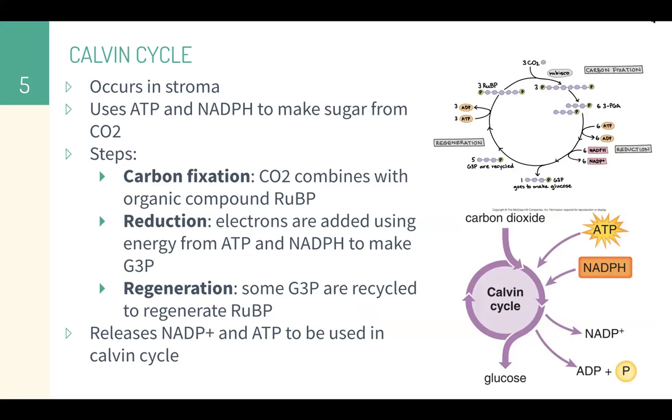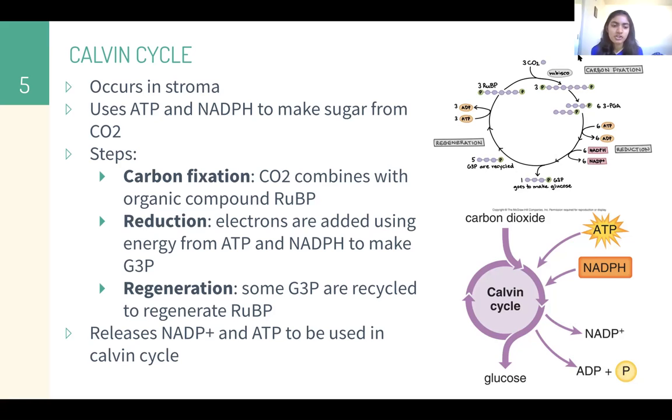Okay, so next is the Calvin cycle. So the Calvin cycle occurs in the stroma, and it uses ATP and NADPH to make sugar from carbon dioxide. So the steps of the Calvin cycle are carbon fixation, where carbon dioxide combines with an organic compound called RuBP. And then the next step is reduction, where electrons are added using energy from ATP and NADPH to make G3P, which is a sugar that makes glucose.